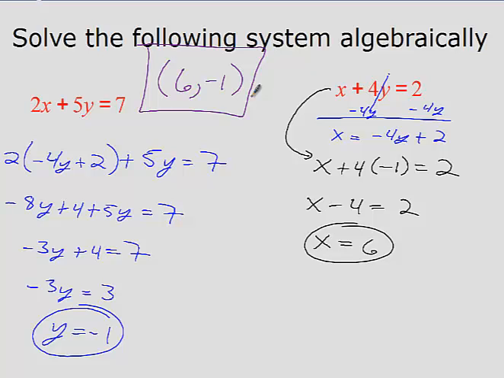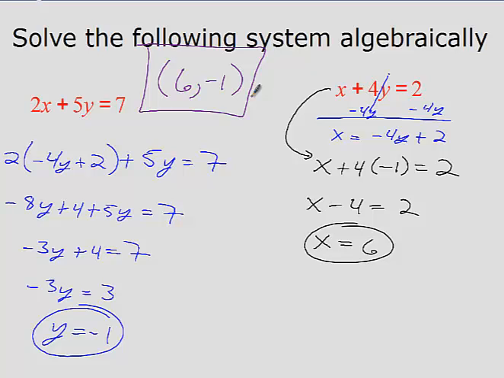12 minus 5 is 7. 6 minus 4 is 2. So this x and y, when I plug them in, I get a true statement on the left and a true statement on the right, which means that this is, in fact, the solution to my system. So this is your process.